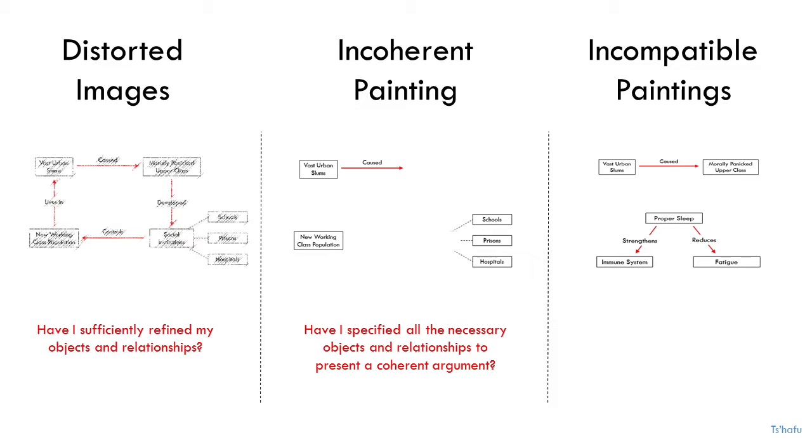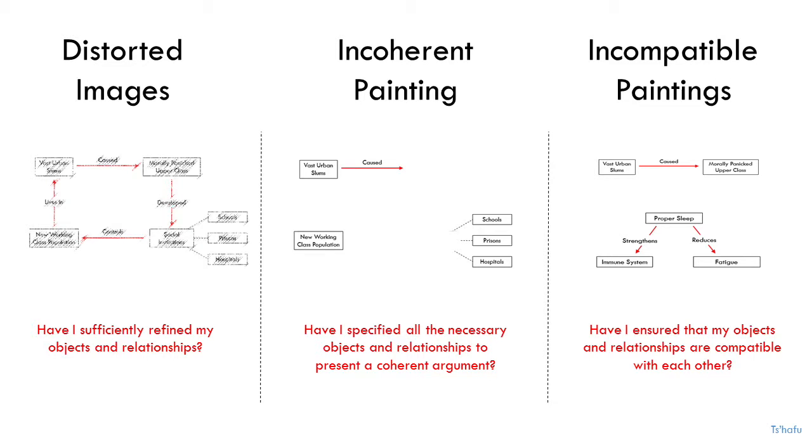Second, have I specified all the necessary objects and relationships to present a coherent argument? So that means you go back and check it. Have I made any logical leaps here? Have I allowed my reader to follow along so that they can go from object to relation to object to relation, all the way until the chain is complete?